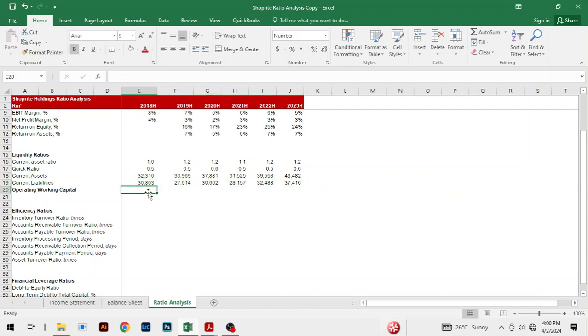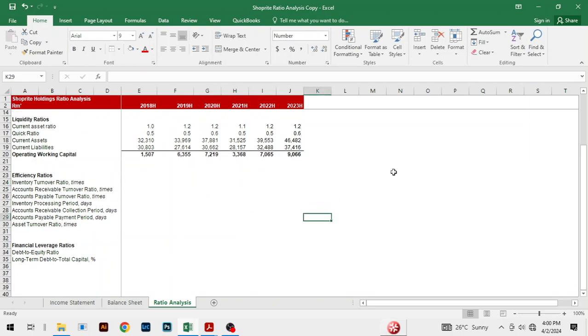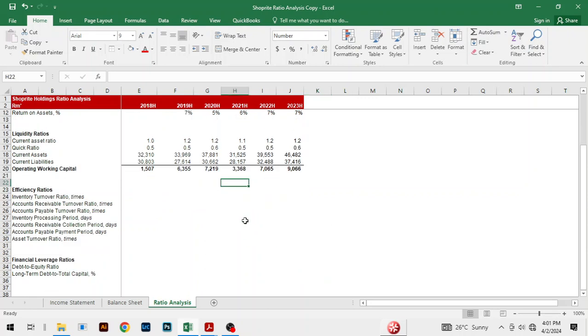Perfect. So here we just compute the operating working capital, which is just essentially current assets minus current liabilities. So we are seeing that the current assets for Shoprite are enough to cover all the current liabilities, right? So let's just put a top border there. So it looks great. Now we are done with liquidity ratios, and now let's go on to computing efficiency ratios.